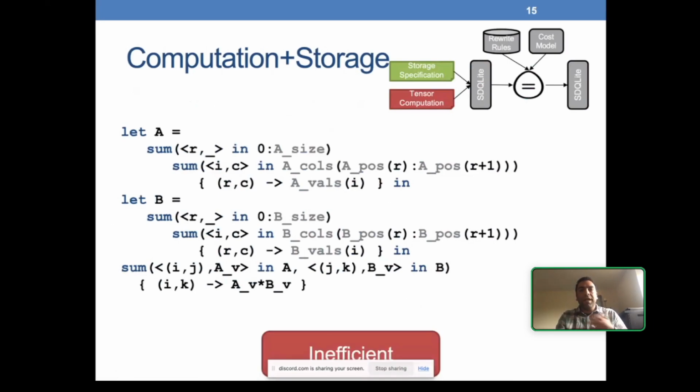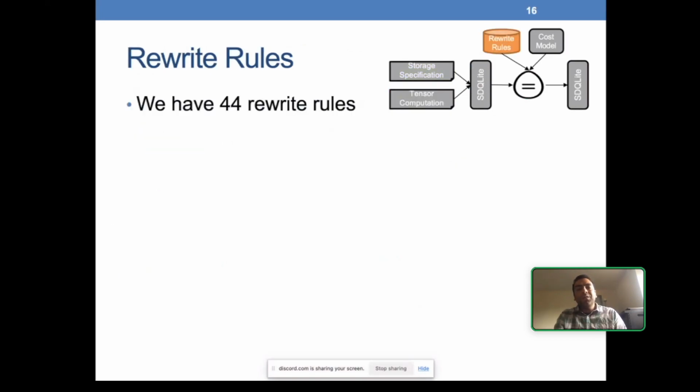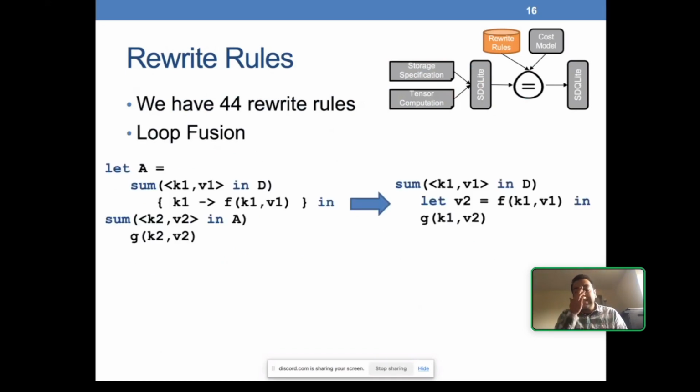However, it's going to be very inefficient because we are constructing an intermediate dictionary and then iterating over it, consuming it. This is the classical functional language technique referred to as deforestation. So we have a database of semantically equivalent rewrite rules. For example, we have a loop fusion or deforestation rule, which specifies that whenever you construct an intermediate dictionary and iterate over it, you can remove the intermediate dictionary.